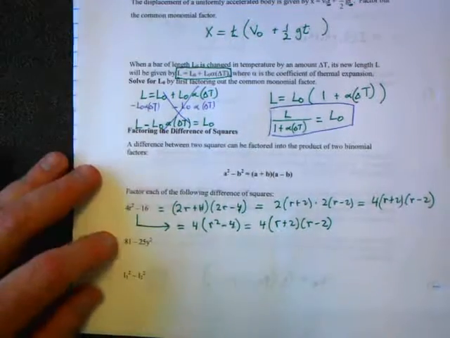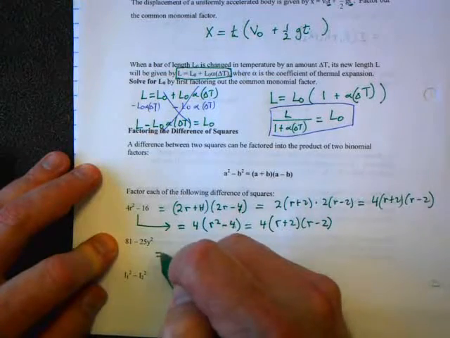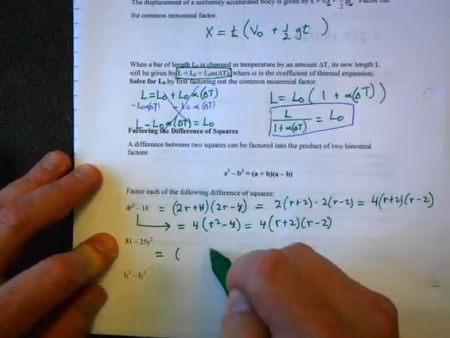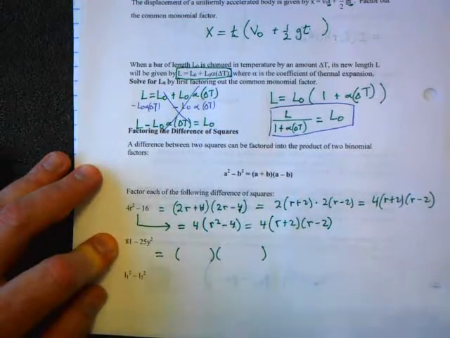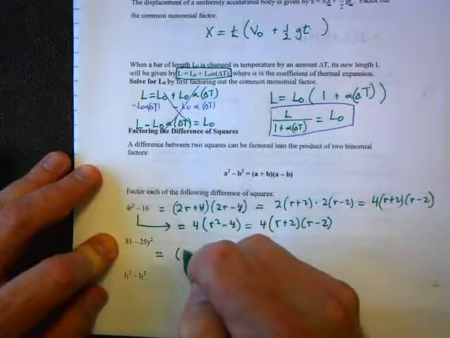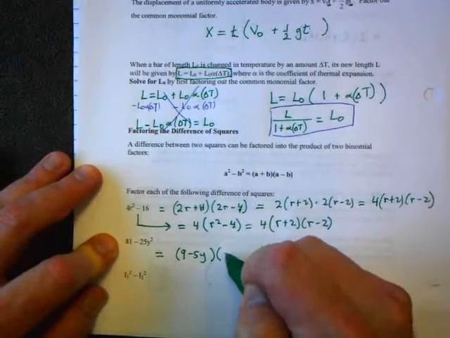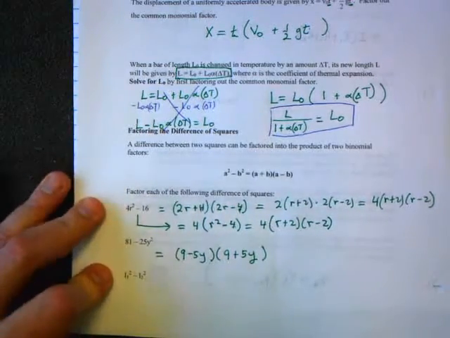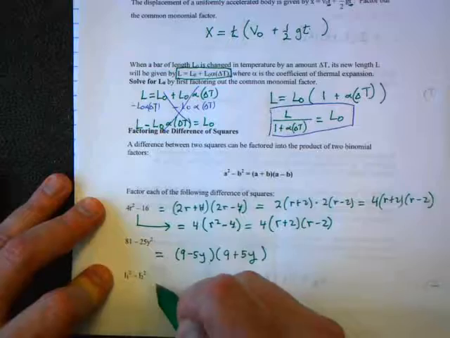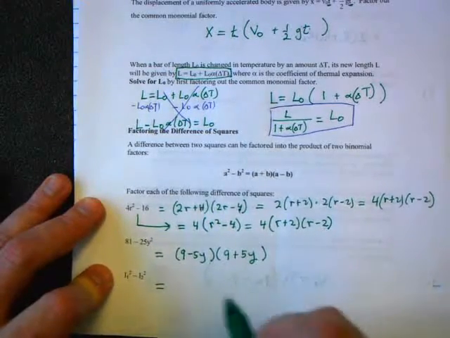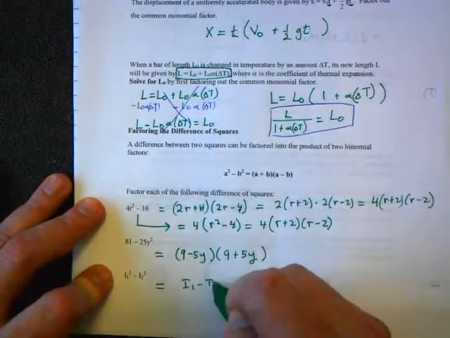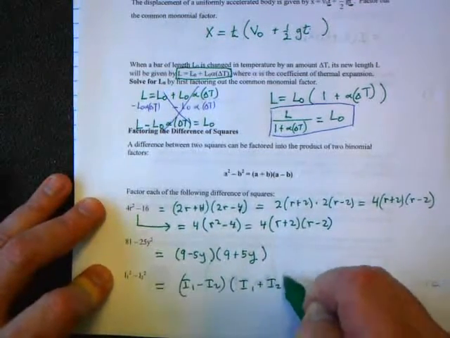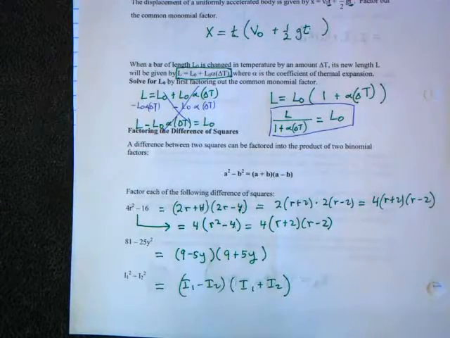All right, how about 81 minus 25y squared? Are those difference of squares? 9 minus 5y, 9 plus 5y, excellent. I sub 1 squared minus I sub 2 squared. I sub 1 minus I sub 2. And then the conjugate, good word. I sub 1 plus I sub 2. Excellent.